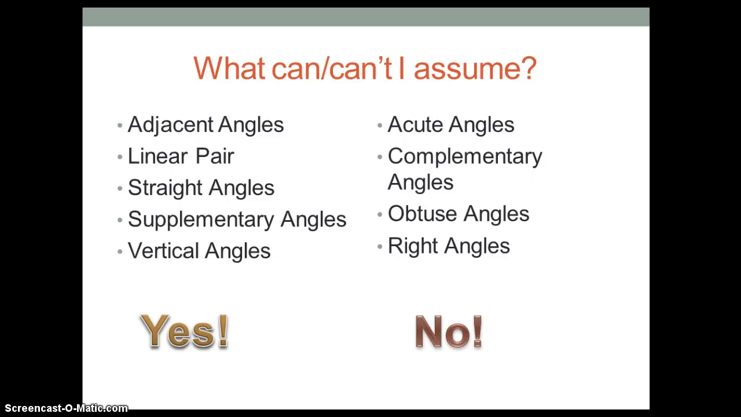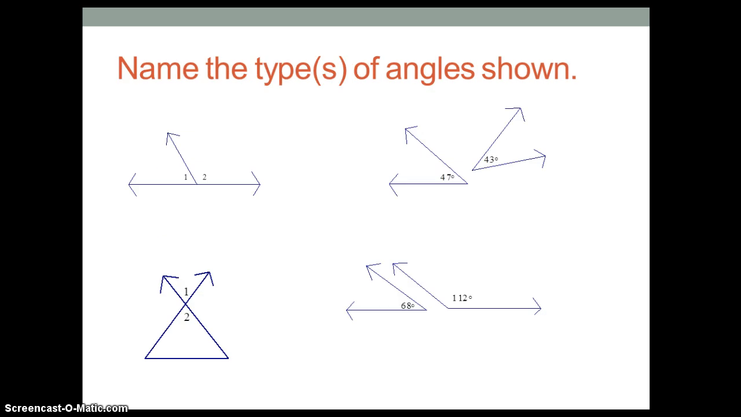There are things I can't assume based on visual appearance. That would be acute angles, or complementary angles, or obtuse angles, or right angles. Those 4 things I can't assume unless they are labeled or I have specific information that tells me those are the types of angles they are. So look at these 4 diagrams. I want you to pause the video and identify the angle or angles shown.